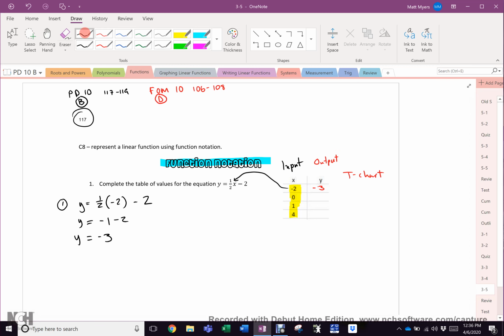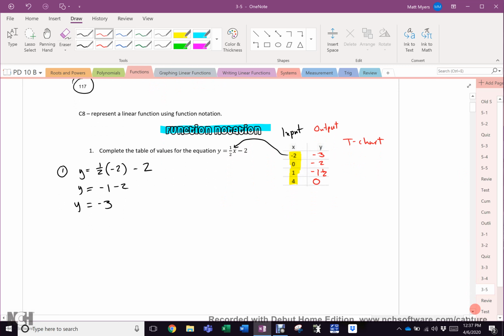And then you would do that with each of these. Now, in order to save time, I'm just going to do these in my head. 1/2 times 0 is 0. 0 minus 2 is -2. 1/2 times 1 is 1/2, minus 2 is -1.5. Half of 4 is 2. 2 minus 2 is 0.